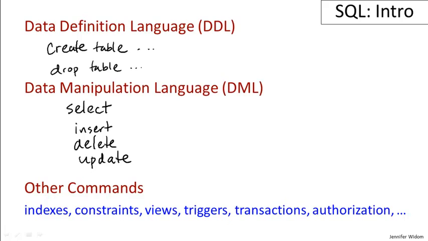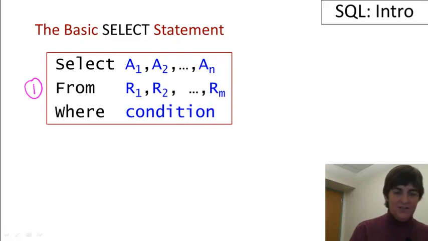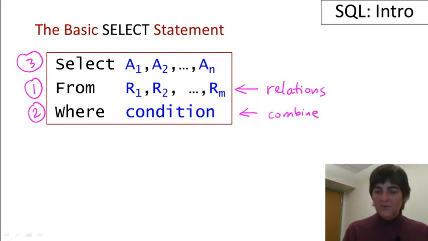For now, let's just take a look in a little more detail at the select statement, which is really the bread and butter of the SQL language, and it's what we use to query the database. So the select statement consists of three basic clauses. There's the select clause, the from clause, and the where clause. And the best order to think of these actually is first the from clause, then the where, and then the select. And just the basic idea is that the from identifies the relations that you want to query over. The condition is used to combine the relations and to filter the relations. And finally, the select tells you what to return.